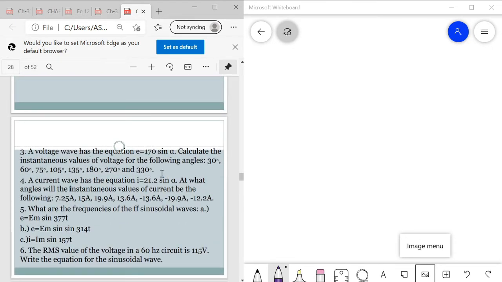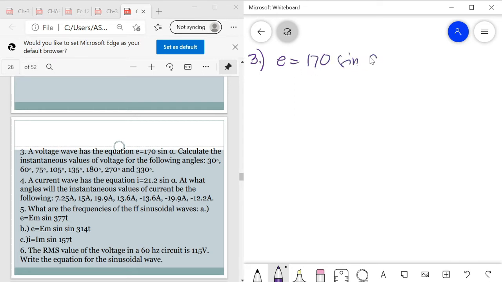Voltage has the equation E is equal to 170 sine alpha or sine theta. Calculate the instantaneous values of voltages for the following angles: 30 degrees, 60, 75, 105, and so on and so forth. So we will just substitute the values of the angle here at this angle alpha, and we will get now the instantaneous value. So number 3. Our equation is E is equal to 170 sine of alpha.